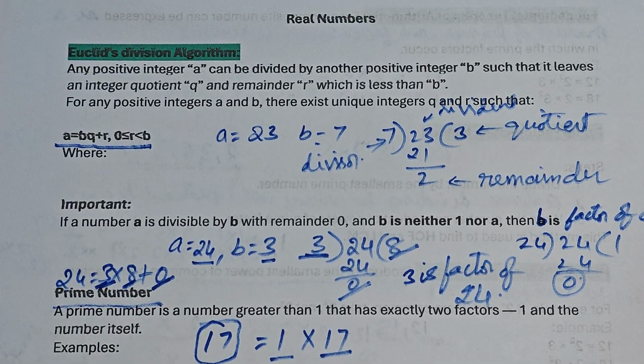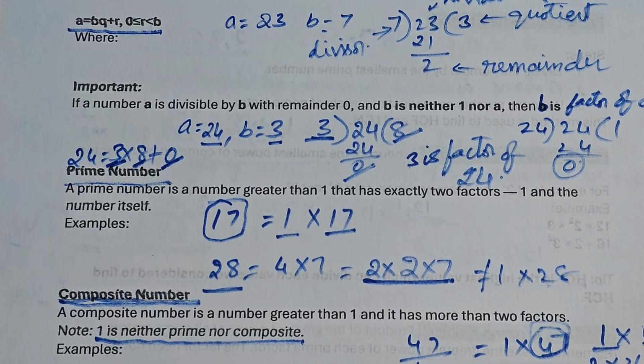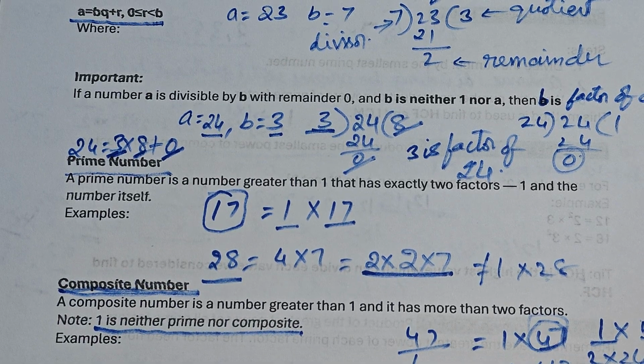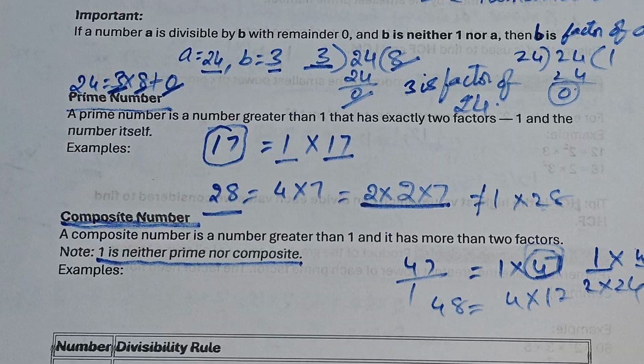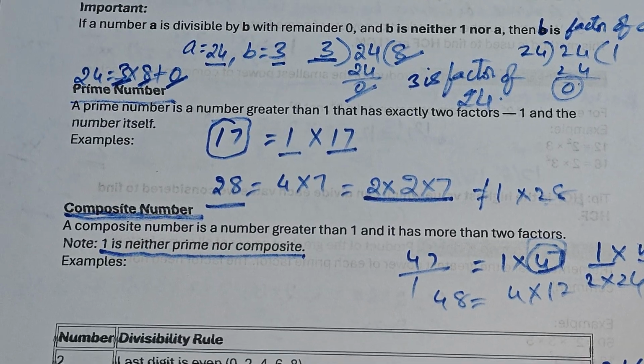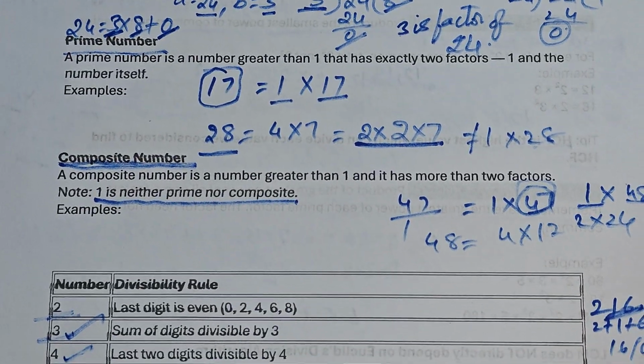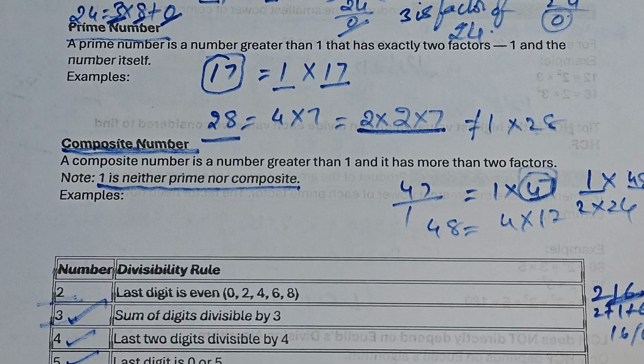Also, we learned what a prime number is. A prime number has only two factors, 1 and itself, whereas composite numbers have other factors apart from 1 and itself. We can do the product of factors and then we can get the composite number.